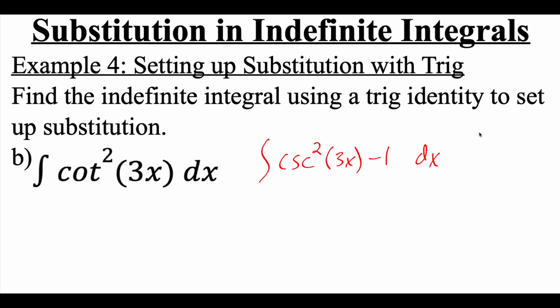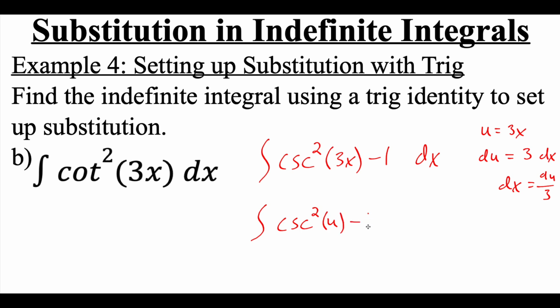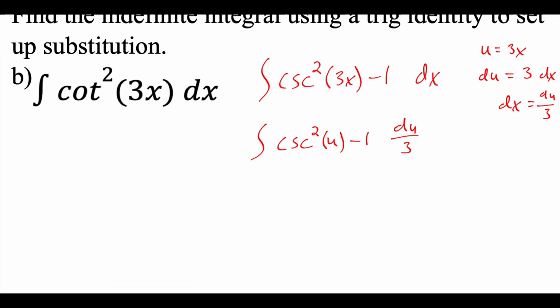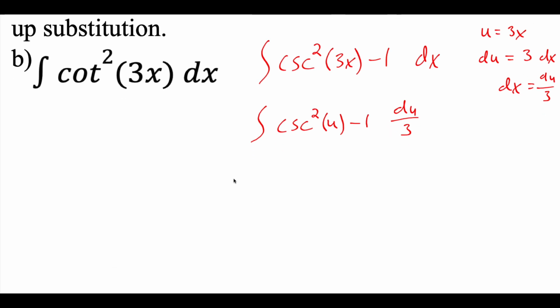Now when we do our substitution, we're going to let u equal 3x. So then du is equal to 3 dx. Solving to get dx all by itself, this will say dx equals du over 3. And now I'm going to do my substitution. So this will be the integral of the cosecant squared of u minus 1, and then we'll have du over 3. Now having this du over 3, I'm going to pull 1/3 out of here. So then this will be the integral of cosecant squared of u minus 1 du.